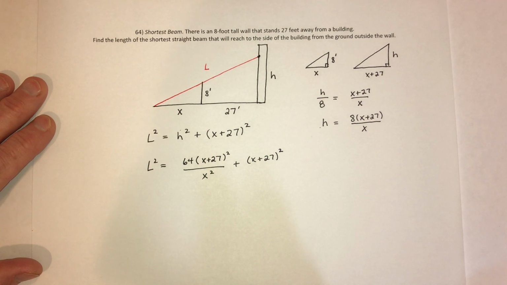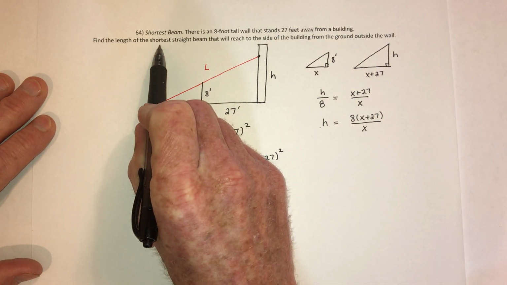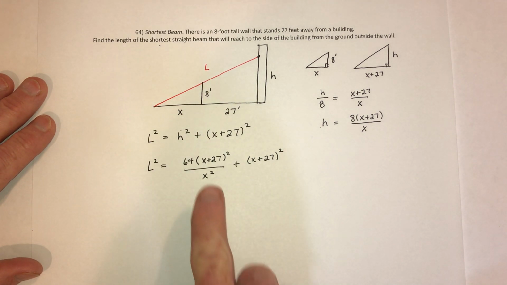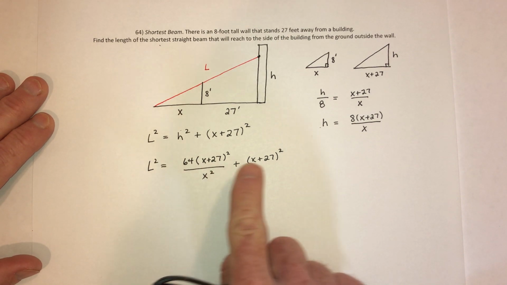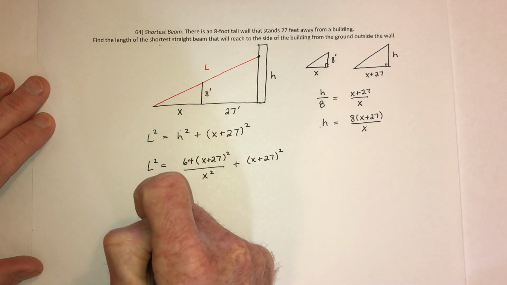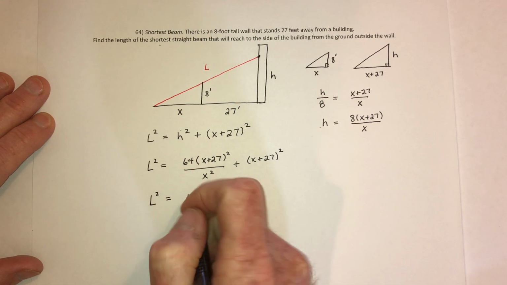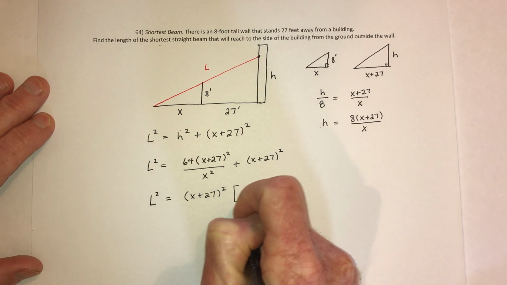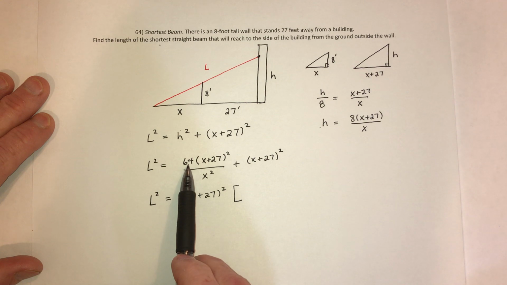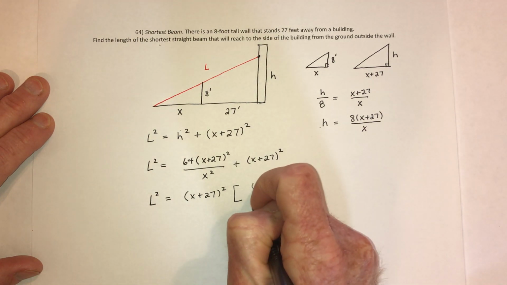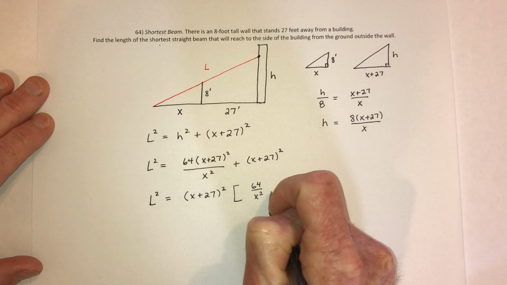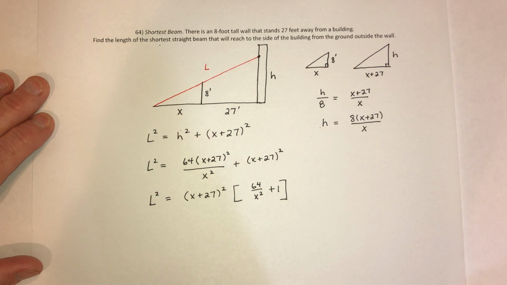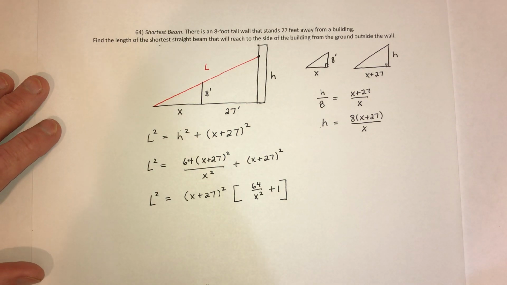And in order to find the minimum, we'll take the derivative and set it equal to 0. But before doing that, I noticed that this has X plus 27 squared, and it's also here. So I could actually factor that out, and that's going to save me a little bit of work later on. So if you factor this out, what's left is 64 over X squared, and then plus a 1. Now I think I'm ready to take the derivative.